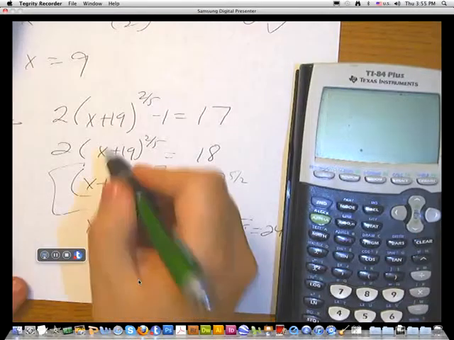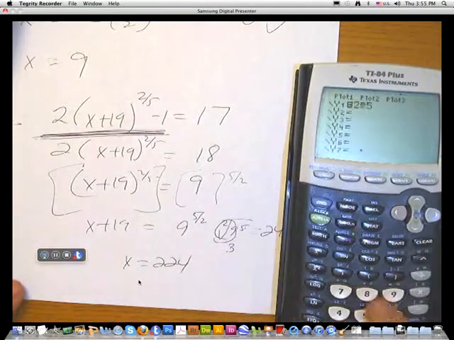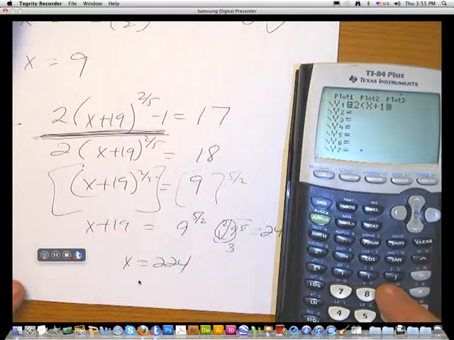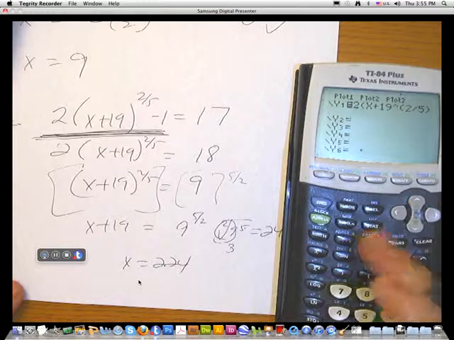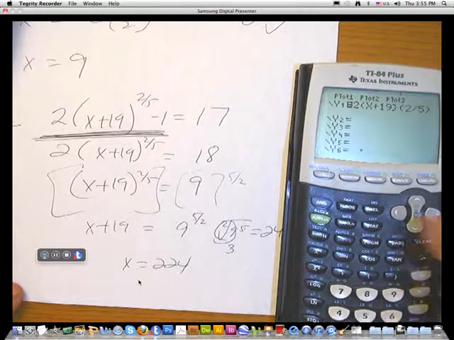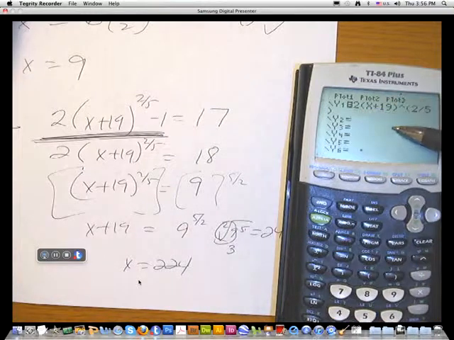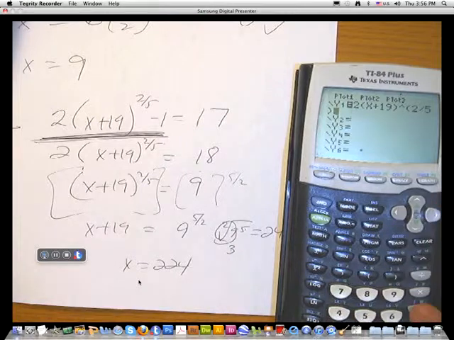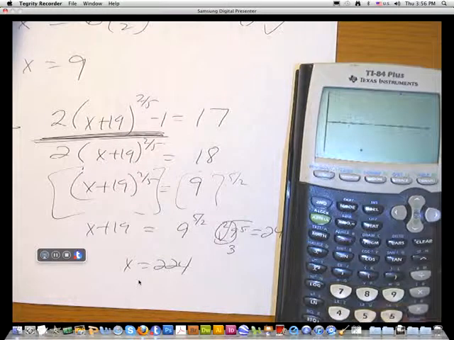Now, to use your calculator though, what we do is we take the left-hand side, put it in y equals. So I get 2 times parenthesis x plus 19 to the 2/5 minus 1. Make sure you're using parentheses in all the proper places. And then on the second line, we're going to put 17. We're going to graph it.